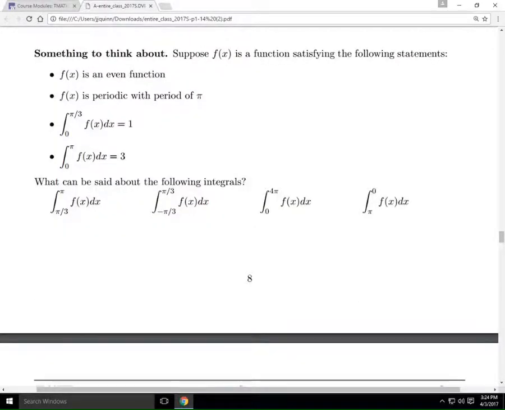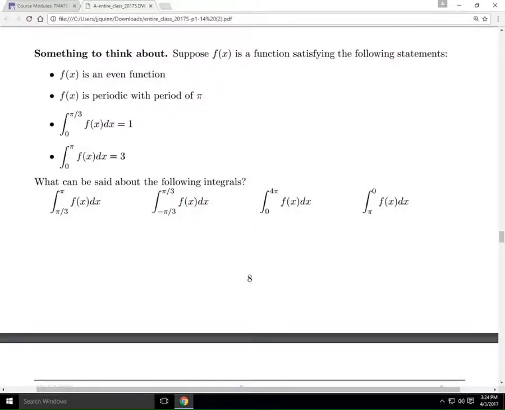And for our final problem today, we might not be given a formula for our function, and we might not even be given a graph. We might just be told some facts about the function, and yet we can still deduce some answers for our definite integrals. So for this particular problem, f of x is a function that satisfies all 4 of the following bulleted statements. F of x is an even function.